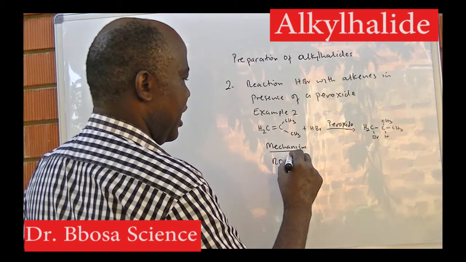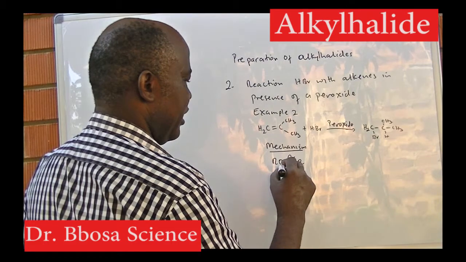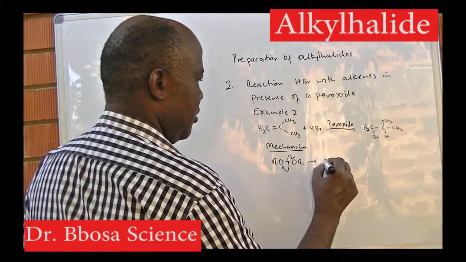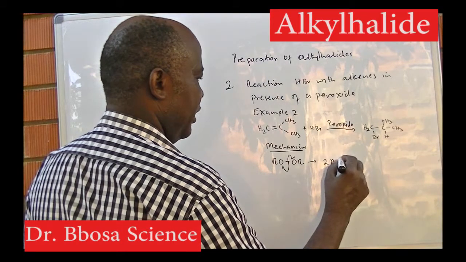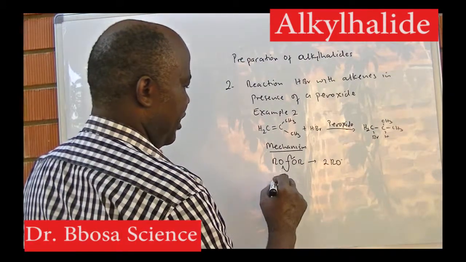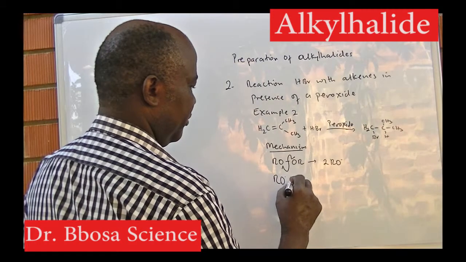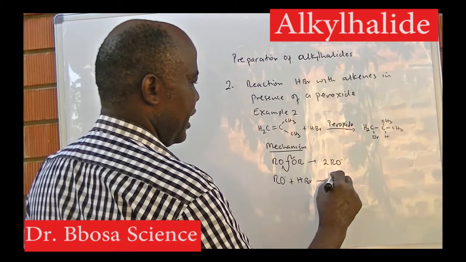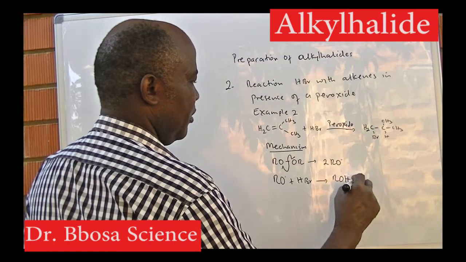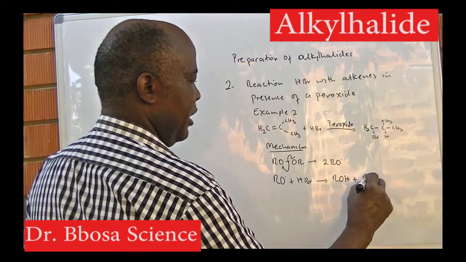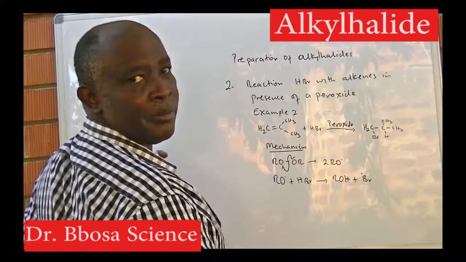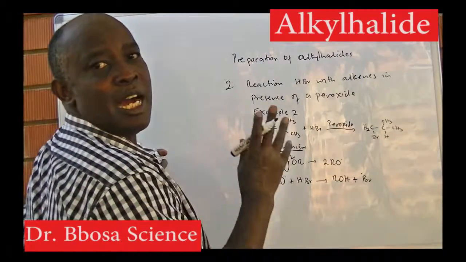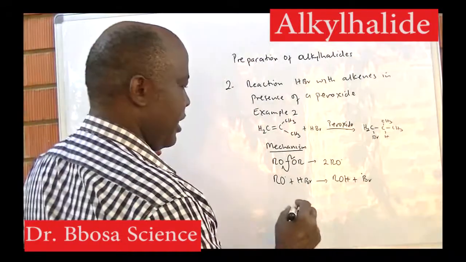The peroxide bond undergoes homolytic fission. We use the half arrow to get to a free radical. Then a free radical plus HBr, you get an alcohol plus a bromine free radical. A dot means that this atom has got an electron which is not paired.